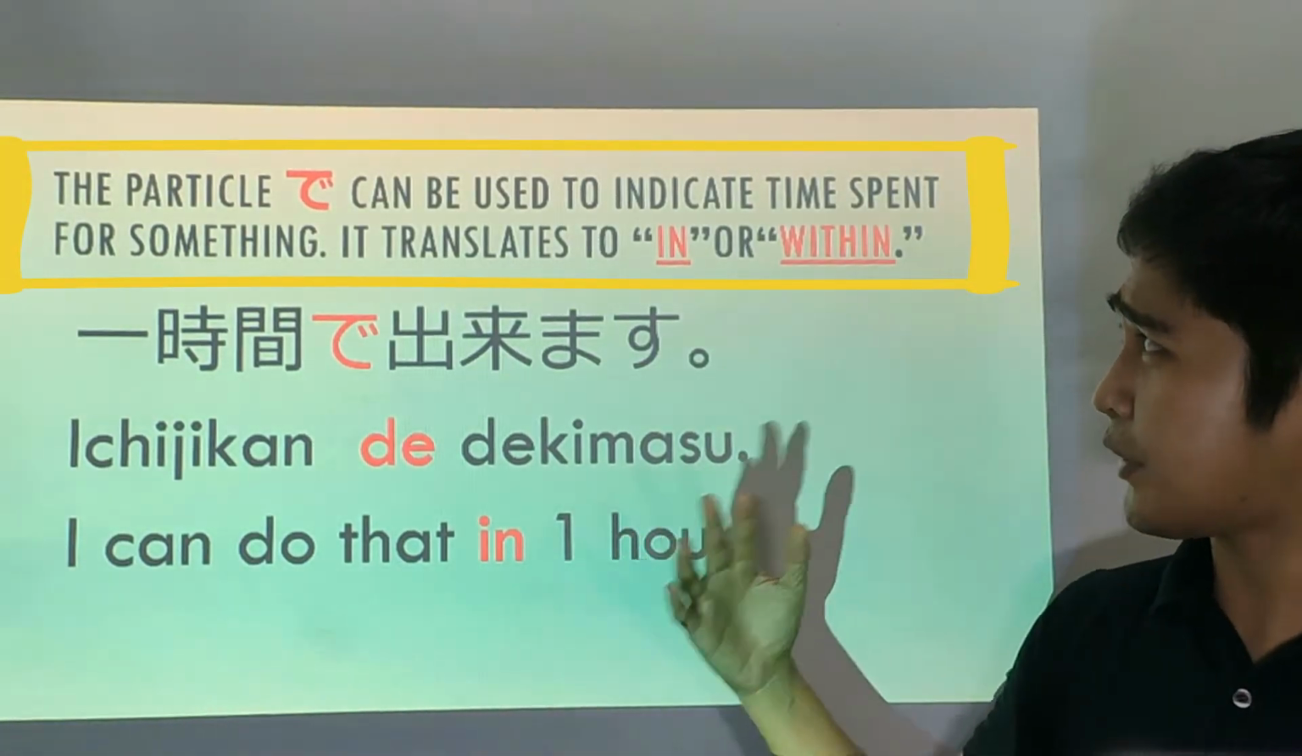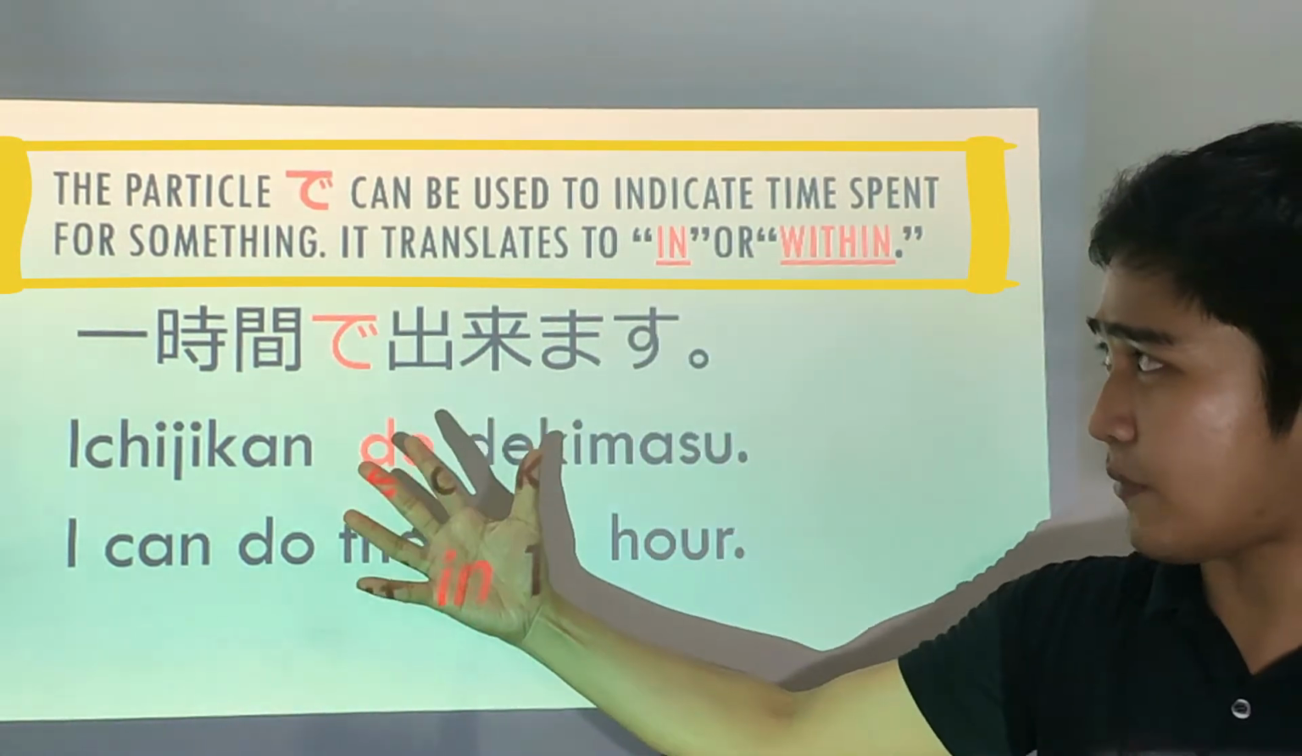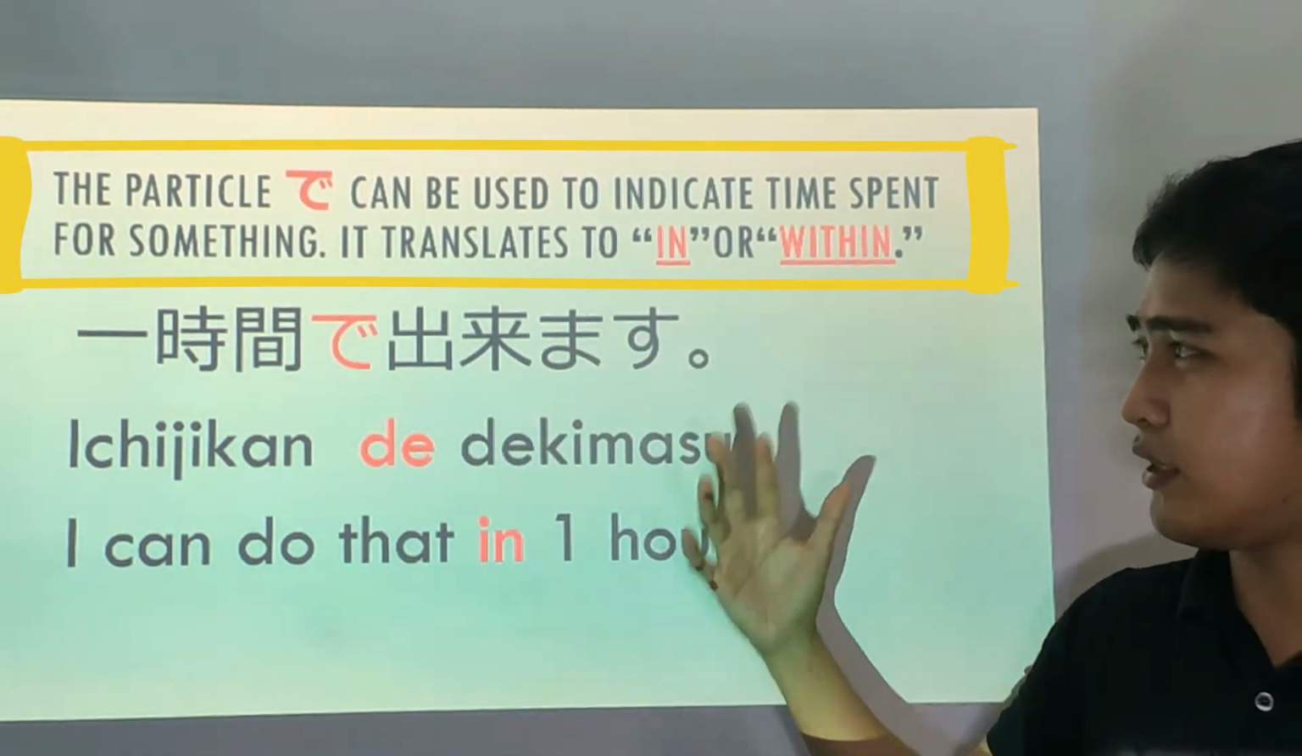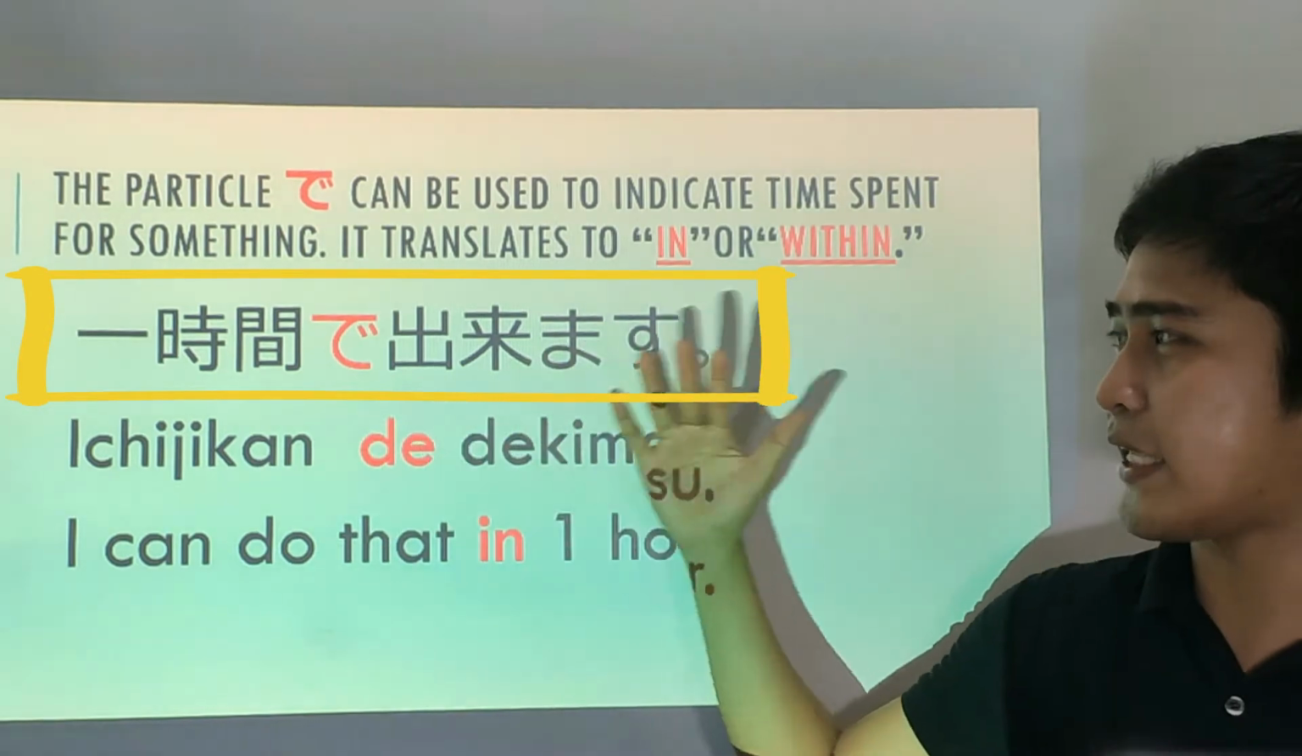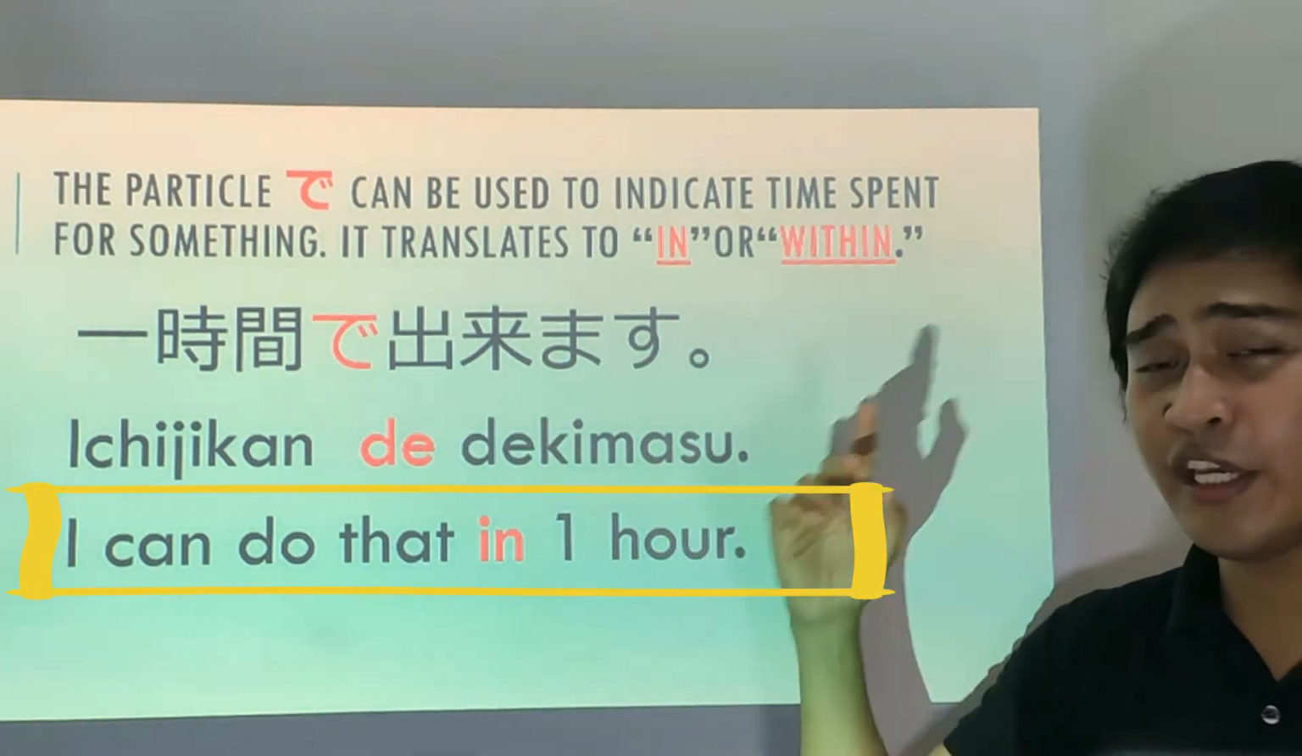Okay, the particle de can be used to indicate time spent for something. It translates into in or within. Ichijikan de dekimasu. I can do it in 1 hour.